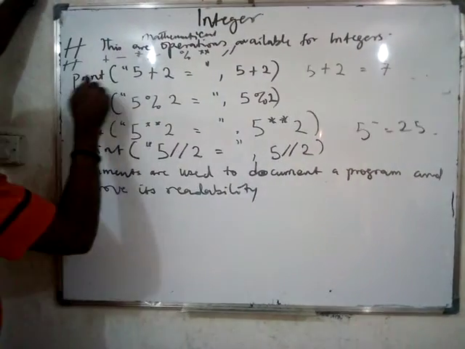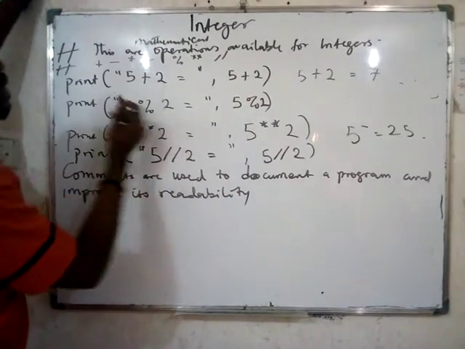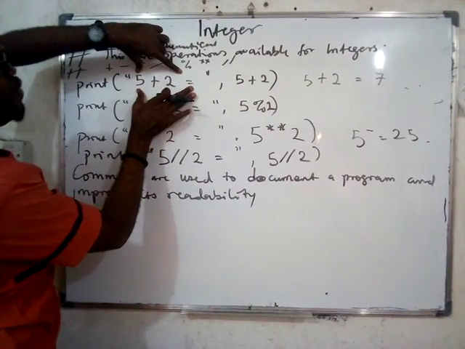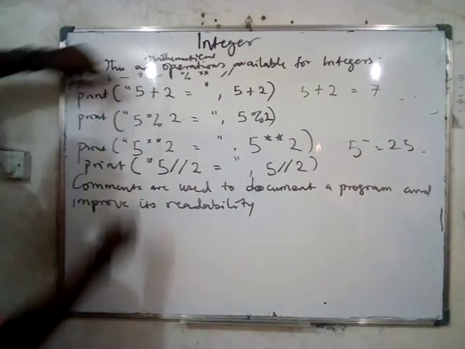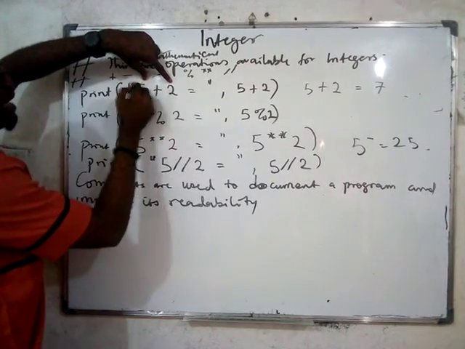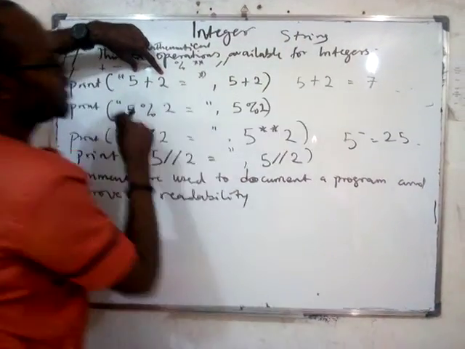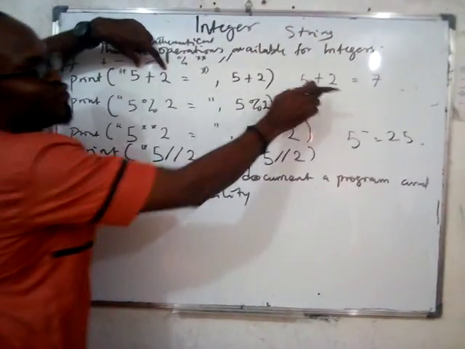So if you go to your text editor in PyCharm, type print 5 plus 2 equal to. Why will it write this one exactly the way it is? It's writing it exactly the way it is because you put these quotes. Is that clear? Whenever Python sees quotes like this, it regards it as a string. It does not see it as a mathematical integer. So it will just bring it exactly the way it is.